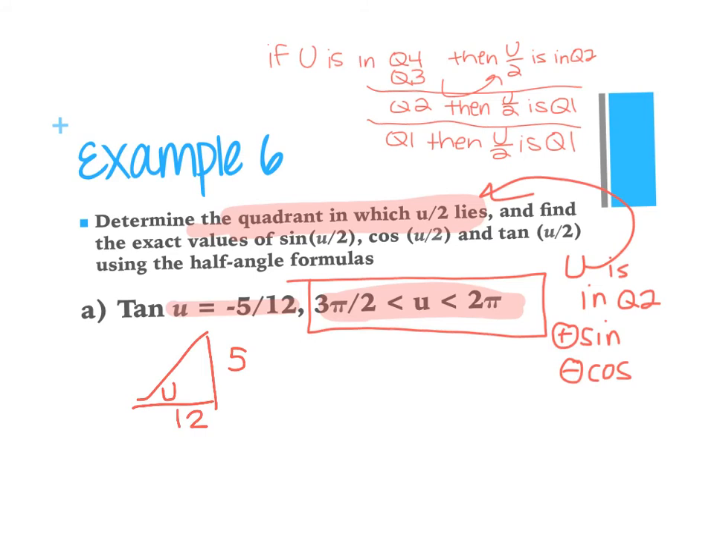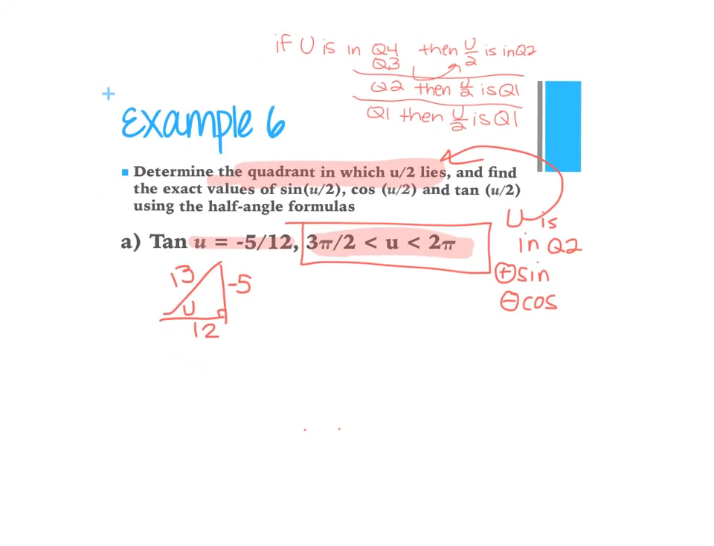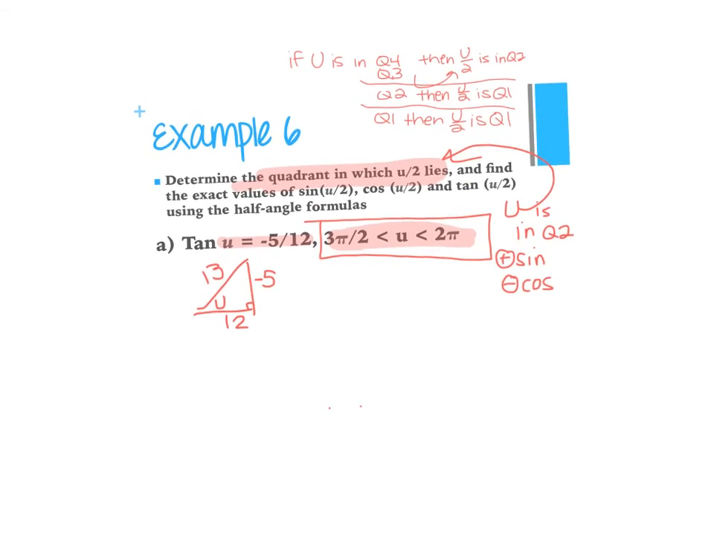Cosine is positive, sine is negative, which means my horizontal is positive, but my sine, which is my 5, is the one that gets the negative. What's the missing side here? 13, that's a triple. And now I've got all the information I need to find my half angles.